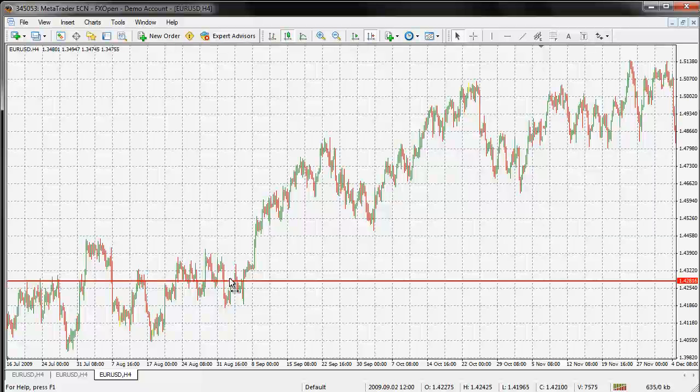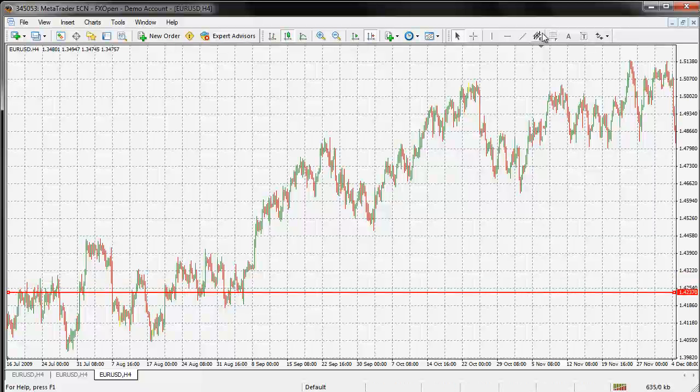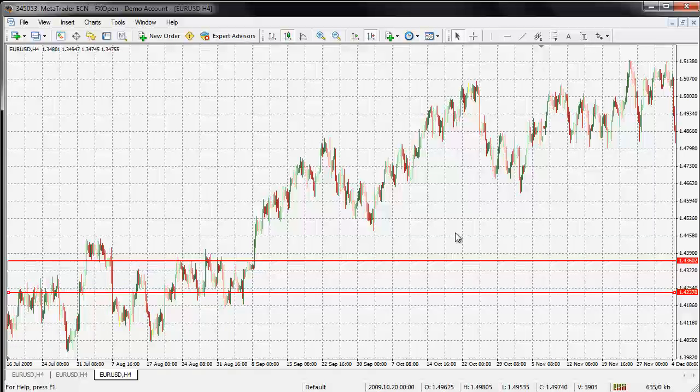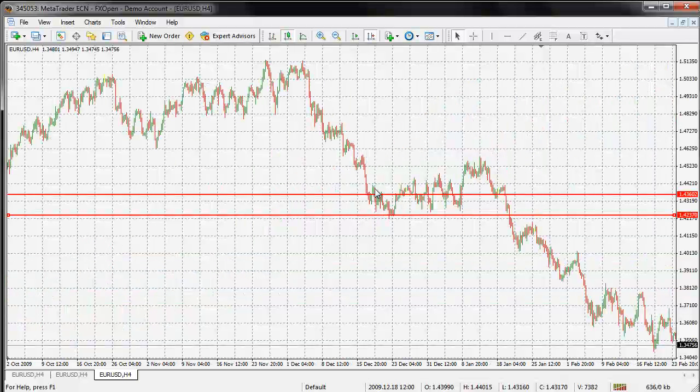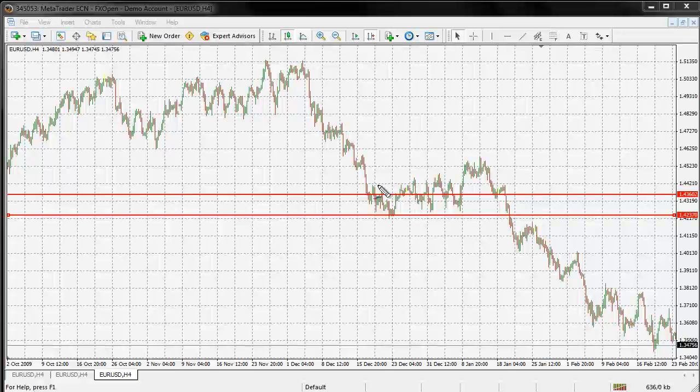I'm going to put this around about there. I'm going to get another line and put it around about there. Here we've got another baseline rally. We could have used this, as mentioned before, for future reference. Our baseline rally was around about there, and then it breaks up to there.